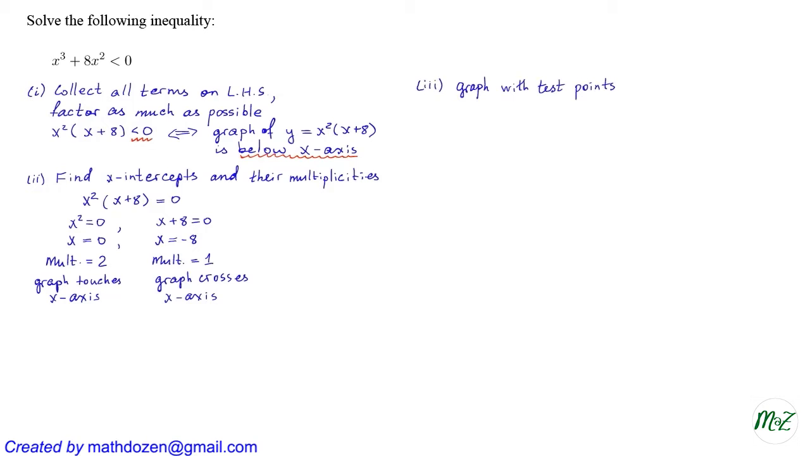So now we're going to graph the behavior of the polynomial using some test points. We put the two x-intercepts, x equals 0 and x equals -8. And then we use some test points. Here we need only one test point, x equals 1.